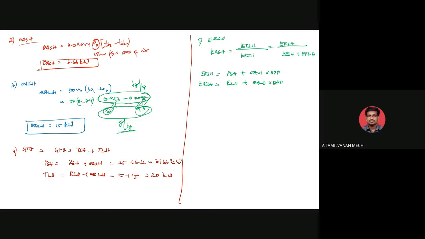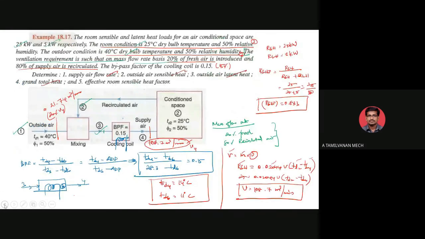So after the substitution, we are getting the effective room sensible heat equal to 26 kilowatt and the effective room latent heat equal to 7.25 kilowatt. Then you substitute the appropriate values. The effective room sensible heat factor is equal to 26 divided by 26 plus 7.25. So we are getting the effective room sensible heat factor almost equal to 0.782. We have found all five parameters, including our effective room sensible heat factor.